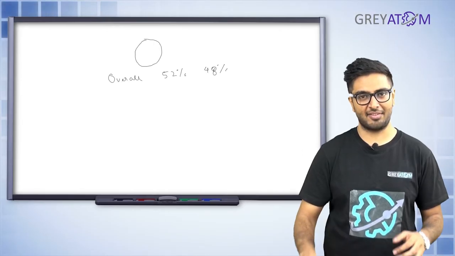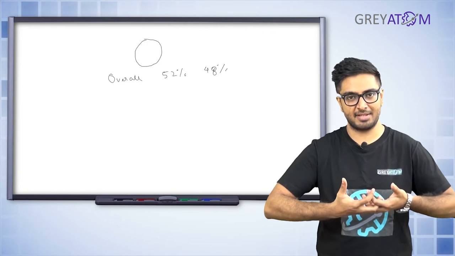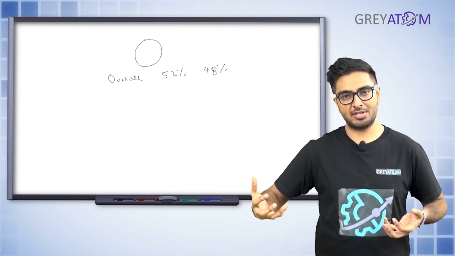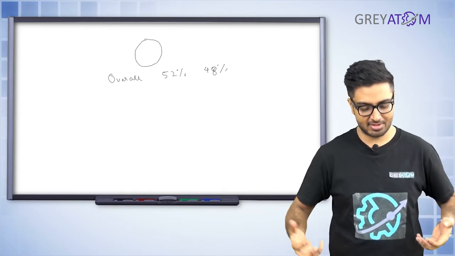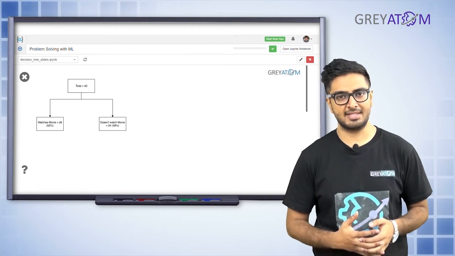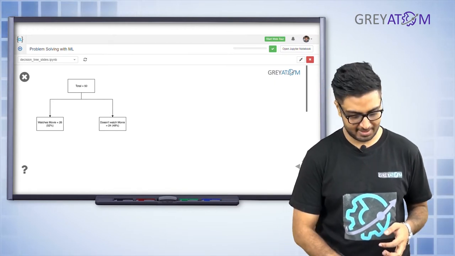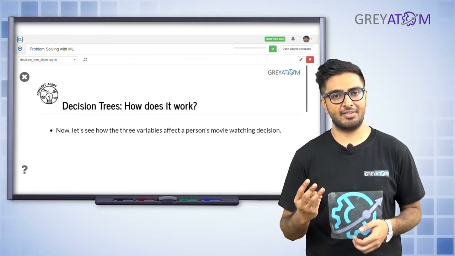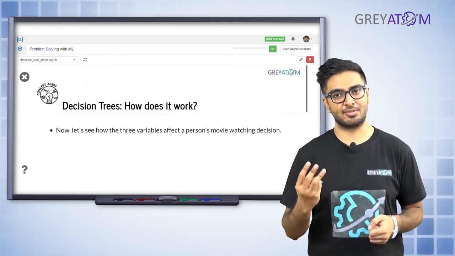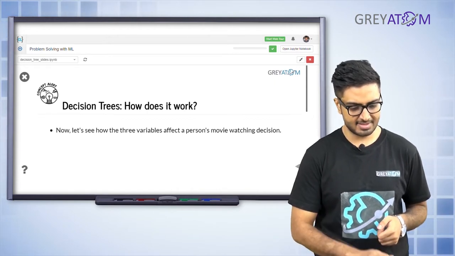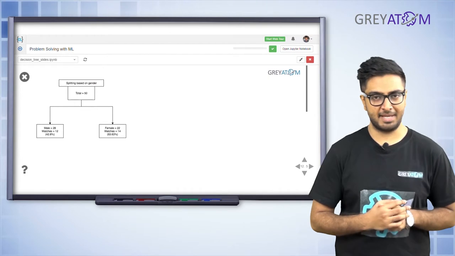So overall, there's a 50-50 split, and all you want to do is somehow separate this 50-50 split into distinct groups such that people who have watched the movie are in one category, people who have not watched are in another. So now let's look at how the scenario spans out when you split based on all the different categories. In this case, we have just recorded three variables and we can only split based on those three features, right? So now let's see what happens if we split based on gender.